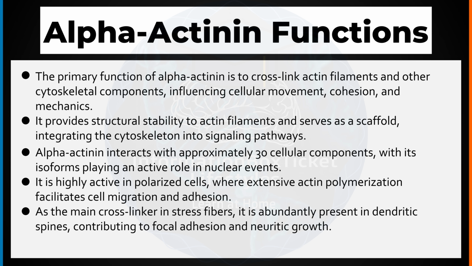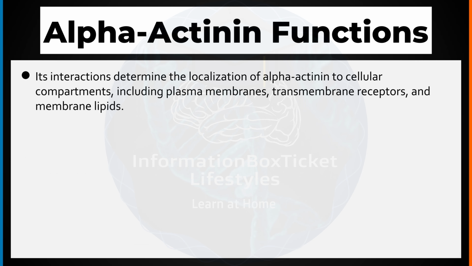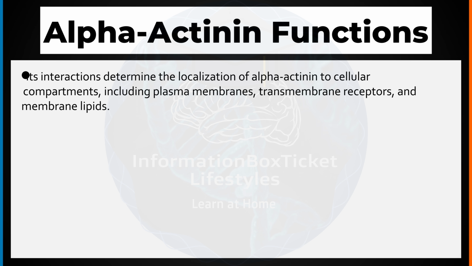As the main crosslinker in stress fibers, it is abundantly present in dendritic spines, contributing to focal adhesion and neuritic growth. Its interactions determine the localization of alpha-actinin to cellular compartments, including plasma membranes, transmembrane receptors, and membrane lipids.